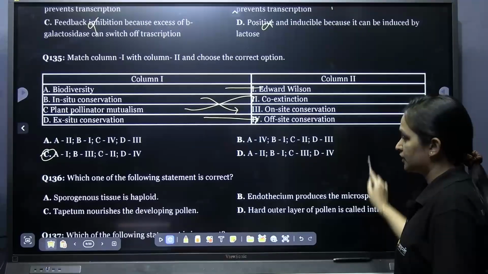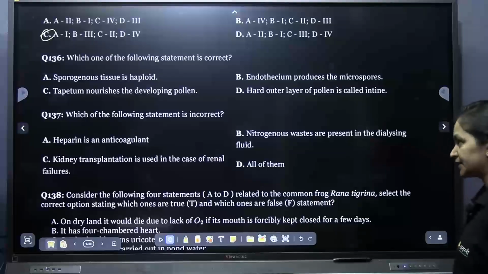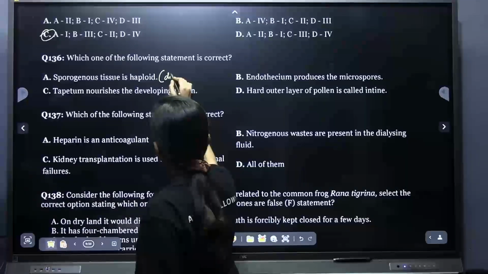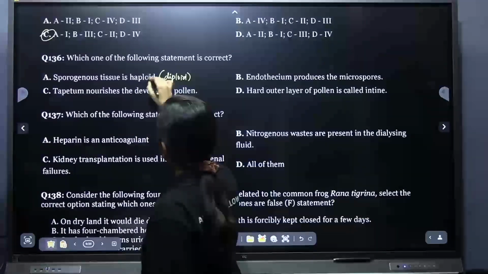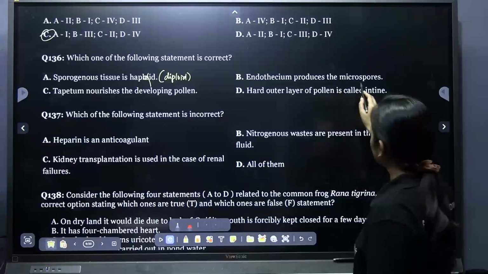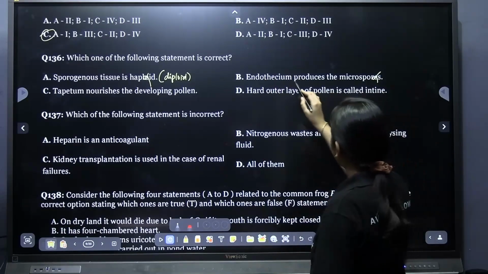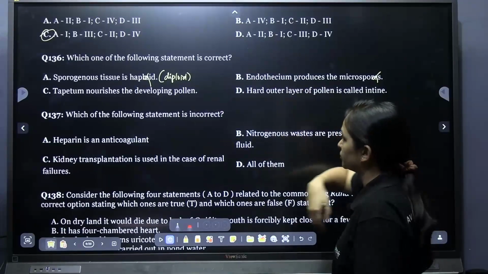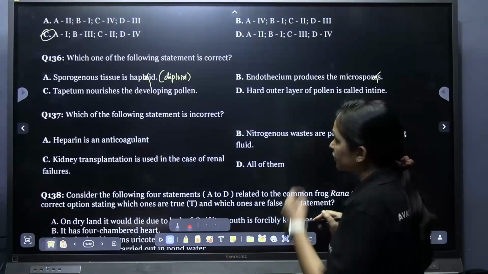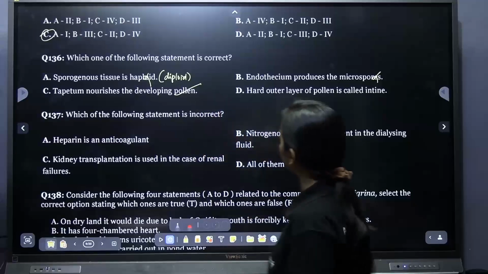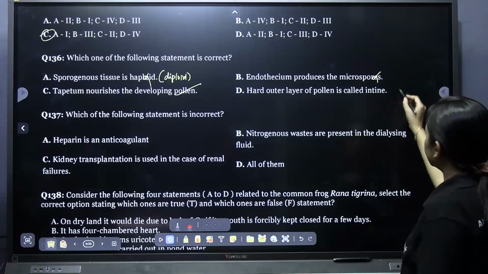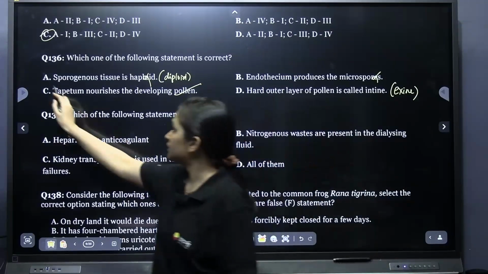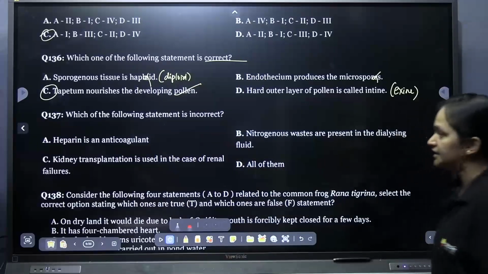B3. Yes. Which one of the following statements is correct? Sporogenous tissue is haploid. Is sporogenous tissue haploid? No, it is diploid. Endothecium produces the microspore. No, actually the microspore mother cell produces the microspore. The microspore mother cell comes from the sporogenous tissue. So, this is wrong. Tapetum nourishes the developing pollen. This is correct. Hard outer layer of the pollen is called intine. No, it is called exine. So, it is 3. We need to find the correct one, that is C is the correct answer.